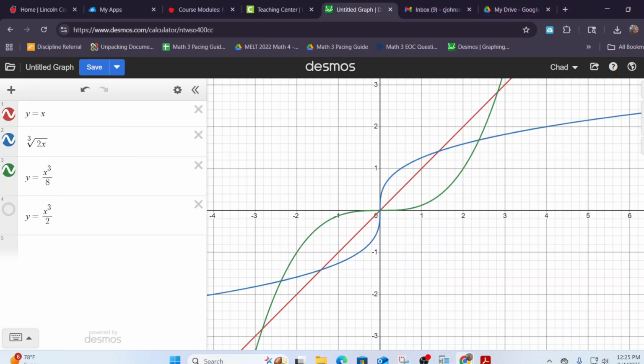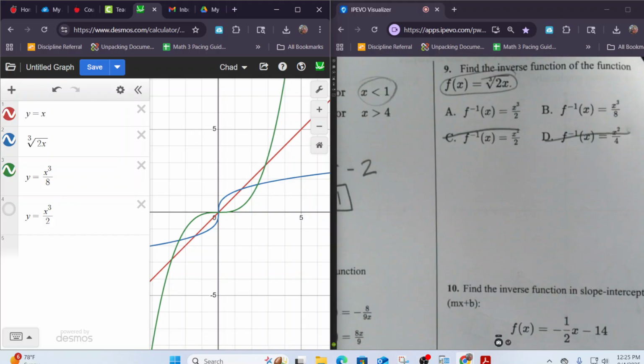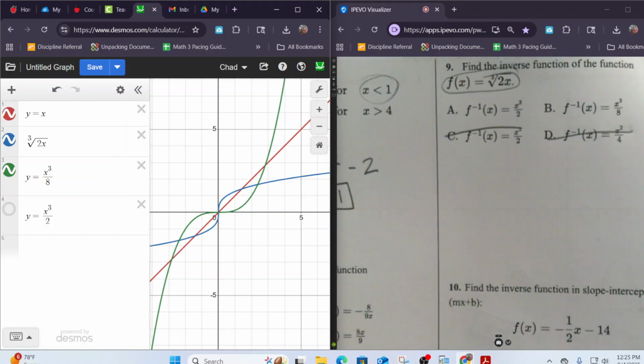Let me go back. Do like reflections and stuff like that? No, that's math 2. Yeah, that's only math 2.